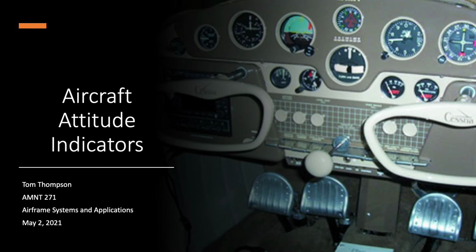My name is Tom Thompson, and I will discuss aircraft attitude indicators, sometimes referred to as the artificial horizon. The attitude indicator is one of the primary instruments for safe aircraft flight and is normally located upper centrally on the pilot's panel.